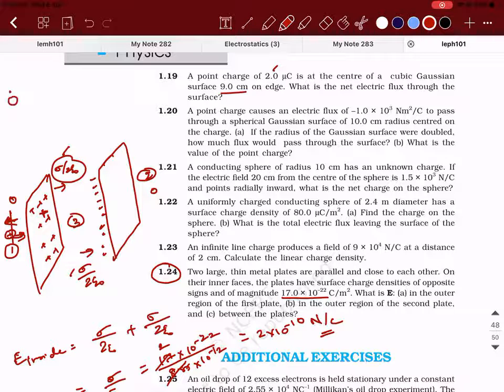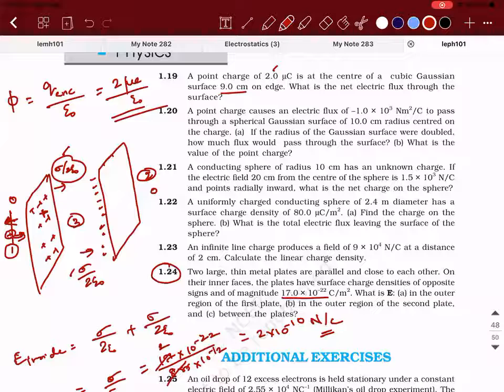So flux is equal to, what is the formula? Charge enclosed divided by epsilon naught. Here one data is given to confuse you. What is it? That 9 centimeter is unwanted data, because if it is a cube of 9 centimeter, 10 centimeter, 90 centimeter, anything, what is the net charge enclosed within it? 2 microcoulomb. So use 2 microcoulomb and divide it with epsilon naught. Epsilon naught is 8.85 into 10 power minus 12. Simple, right?